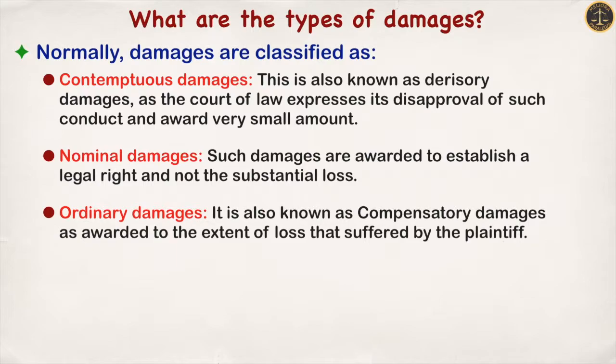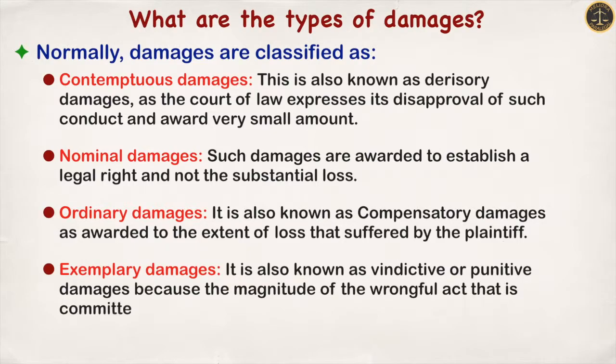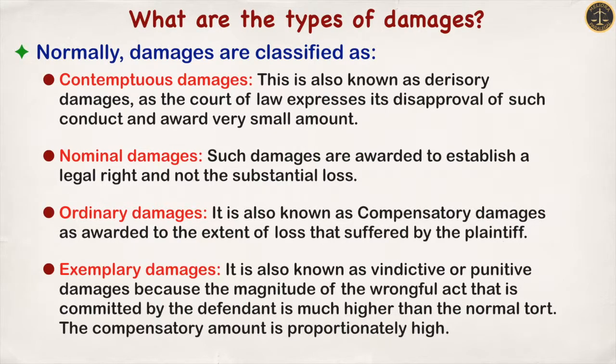Last but not the least, exemplary damages. It is also known as vindictive or punitive damages because the magnitude of the wrongful act committed by the defendant is much higher than a normal tort. The compensatory amount is proportionately high. The purpose of such exemplary damages is not only to compensate the plaintiff adequately, but also to create a deterrent for future offenders. Now, let's discuss the second type of legal remedy, that is injunctions.